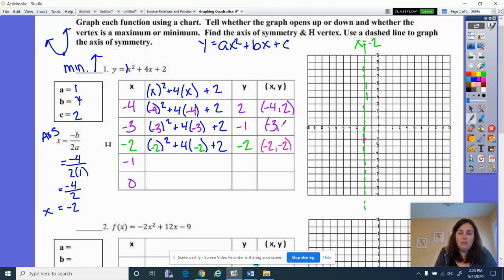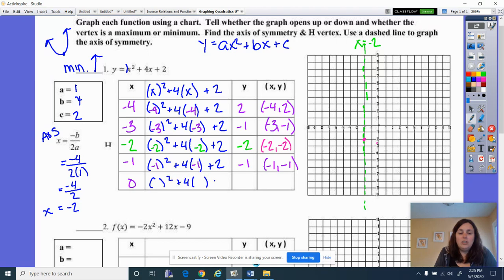So I have negative 3, negative 1. That's going to be another point on my parabola. Okay, and now same thing for the negative 1. I'm just going to say negative 1 squared plus 4 times negative 1 plus 2 is negative 1. So I have the point negative 1 on my parabola. And now I need to plug in 0.